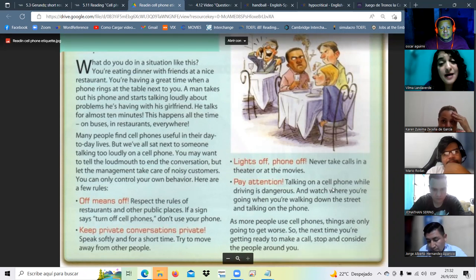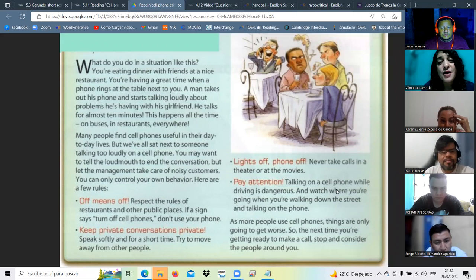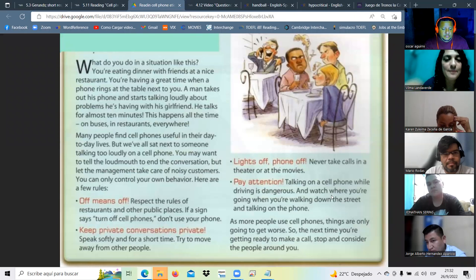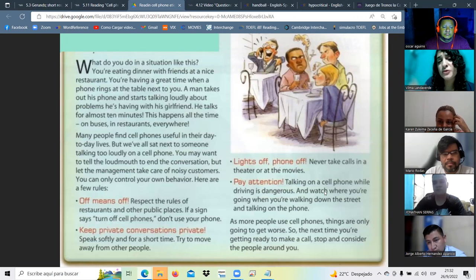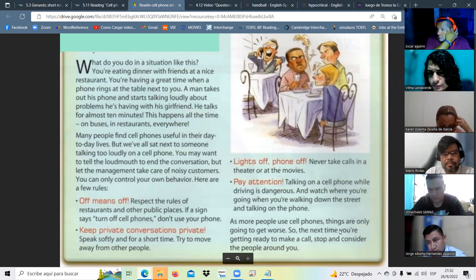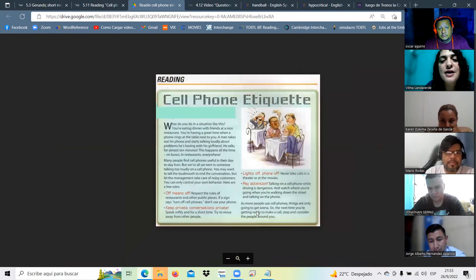Pay attention, yeah? Texting while driving is dangerous. And watch where you're walking. Y también, aunque vaya caminando y va descuidado, se puede caer. Ya me ha pasado a mí, me he golpeado bastante por meterme en un hoyito por ir hablando por teléfono. So be careful with that as well. As more people use cell phones, así como hay personas que están usando más teléfonos, simplemente eso se va a empeorar, va a empeorar. So next time, before you make a call, stop and consider the people around you. All right.